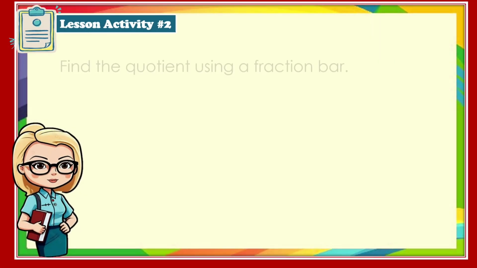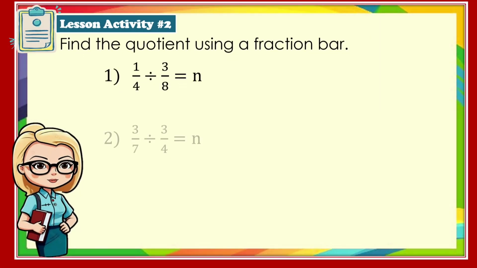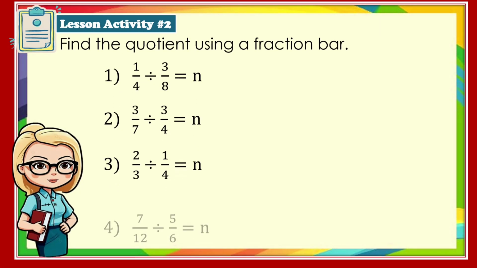For activity number 2, find the quotient using a fraction bar. Number 1, 1/4 divided by 3/8 equals n. Number 2, 3/7 divided by 3/4 equals n. Number 3, 2/3 divided by 1/4 equals n. And the last one, 7/12 divided by 5/6 equals n.